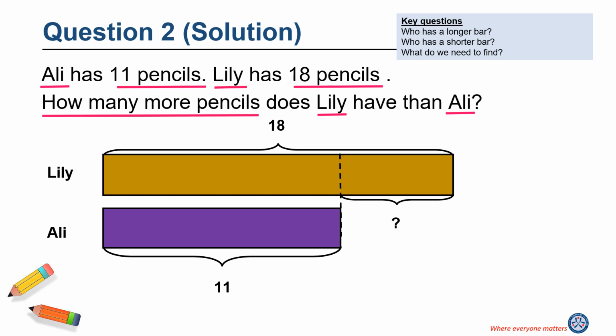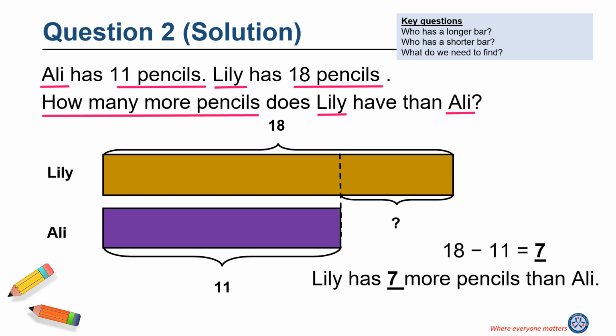Since Ali has 11 pencils and Lily has 18 pencils, Lily has more pencils than Ali, so the bar representing Lily's pencils will be longer than Ali's pencils. To find how many more pencils Lily has than Ali, we need to find the extra part that Lily has compared to Ali. That extra part can be found by subtracting what Ali has from what Lily has. Therefore, we subtract 11 from 18 to find how many more pencils Lily has than Ali. Lily has 7 more pencils than Ali.